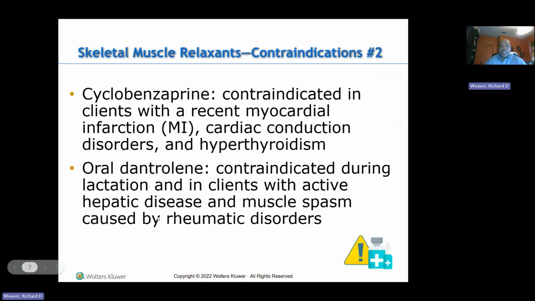Now, cyclobenzaprine, or Flexeril, is also contraindicated in patients with a recent myocardial infarction. It is contraindicated in cardiac conduction disorders. That's the electrical conduction system of the heart. Also, it should not be given to those with hyperthyroidism. In addition, cyclobenzaprine should not be given within 14 days of the administration of the MAOIs, or the monoamine oxidase inhibitors.